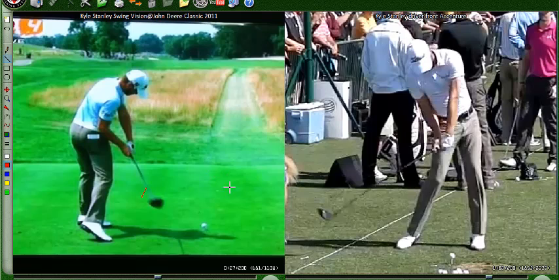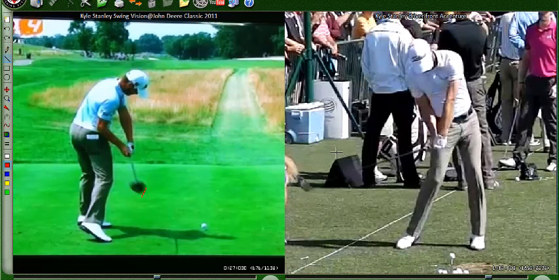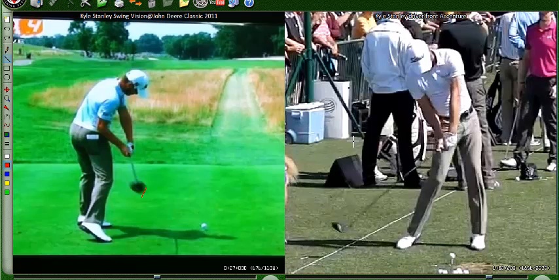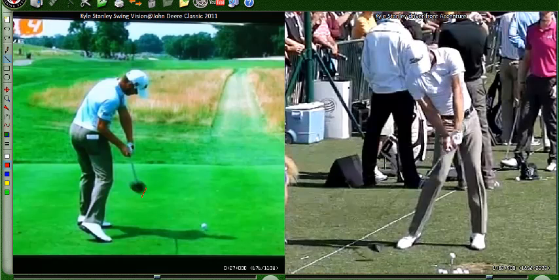And now we're ready to look at our final point of focus, which is the delivery of the club through impact. And we're going to answer why Kyle would want his club face in this position rather than the traditional toe up to the sky that is often recommended. And if we watch his impact, it starts to make sense. So coming through the ball, Kyle has the sense that if he sets his club closer to square sooner, he can keep his hands more stable and still hit the ball straight.